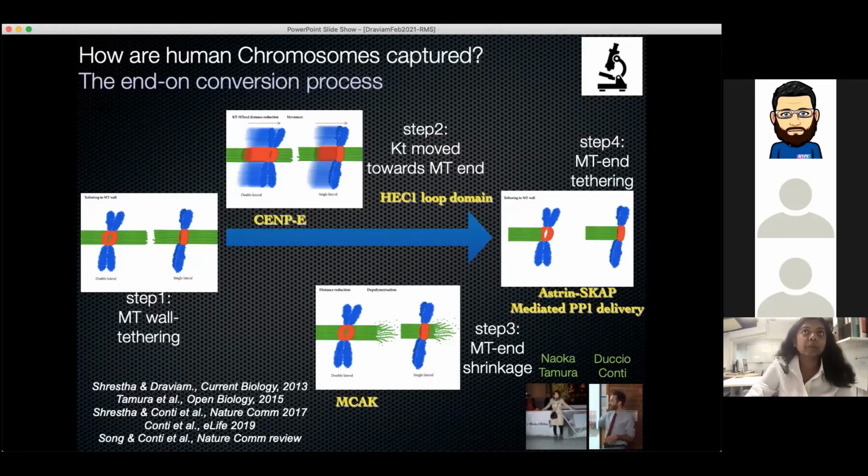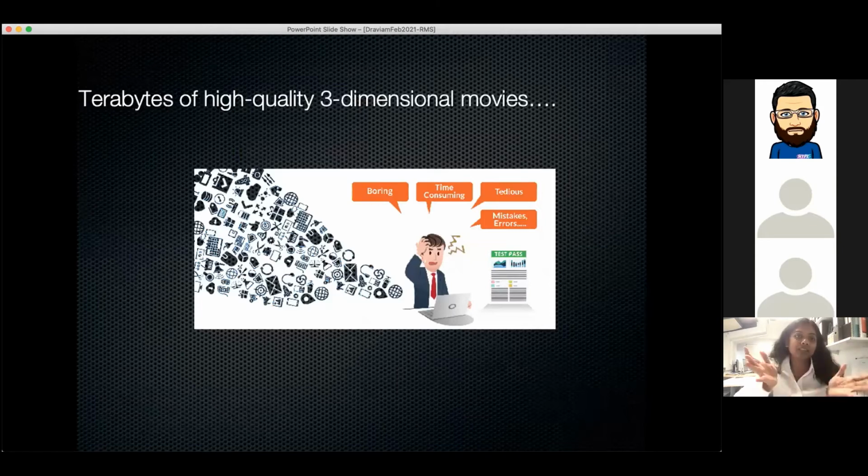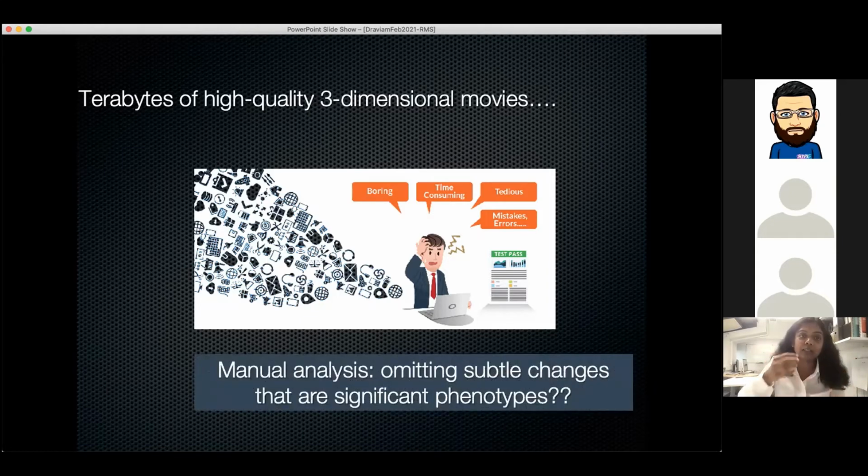Now, as you can imagine, by the time a lab looks at so many mutants, so many RNAi-mediated depletions, protein depletions, and hours of movies, there's just terabytes and terabytes of 3D movies, and these are high quality movies because you can actually look at each and every kinetochore fiber and how it captures the kinetochore. But classifying these types of attachments, the movements, the steps, was really time consuming, tedious, and sometimes can even introduce errors. But more importantly, I was worried that by manual analysis, we might be omitting some subtle but reproducible changes that might explain some significant phenotypes, right?